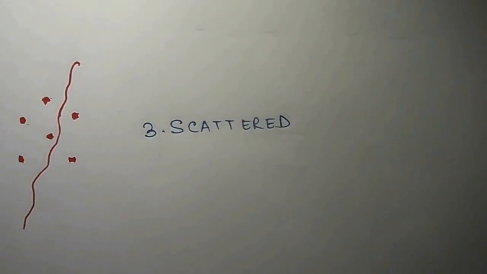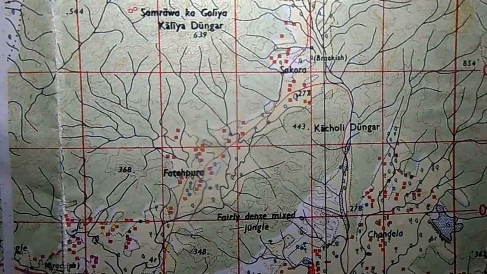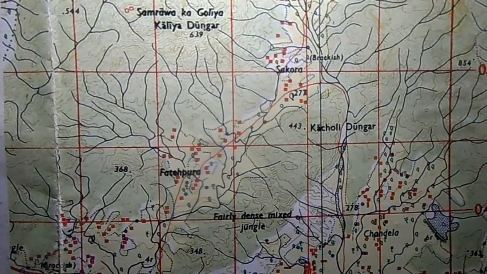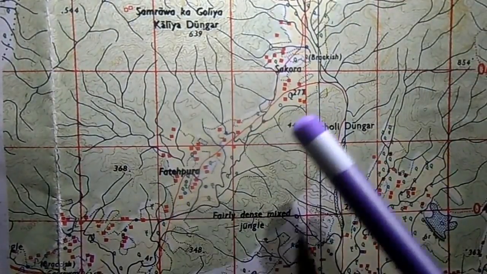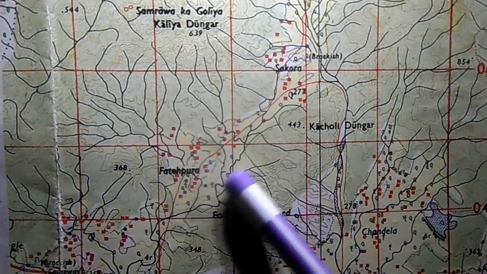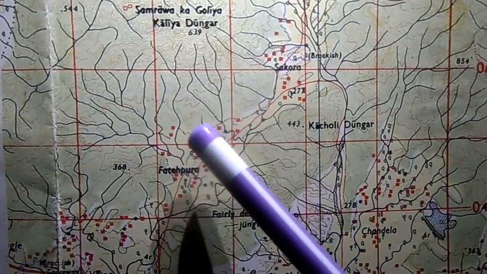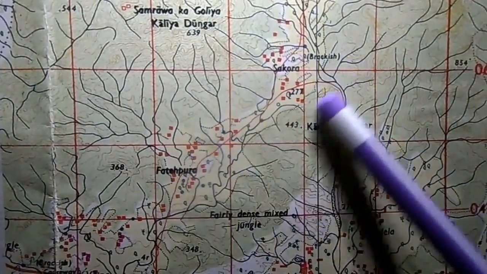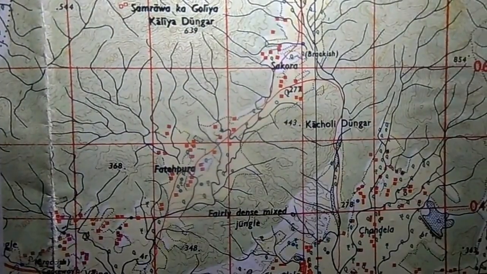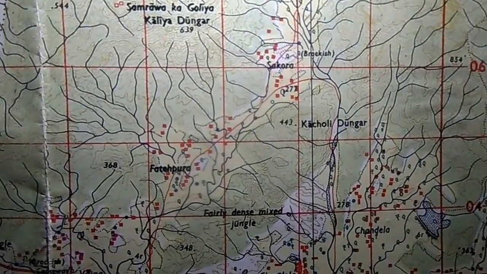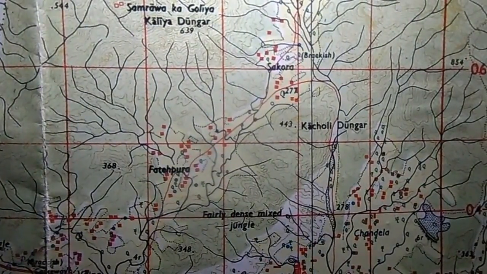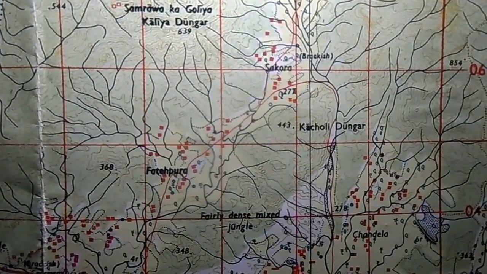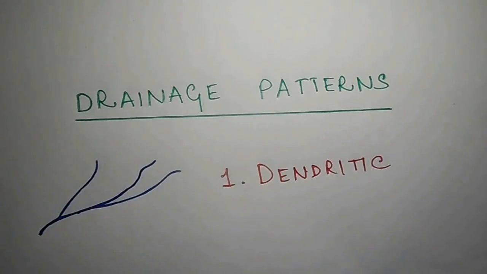I'll show you an example on a topographical map now. I guess you can identify scattered settlements. Fatehpura, Sakora. You can see the huts or houses or whatever they are. They are not closely packed. They are located far away. So basically these two are scattered settlements. These were your patterns of settlements. I guess they are easy. You can identify them now.